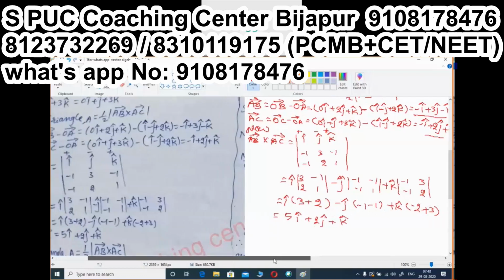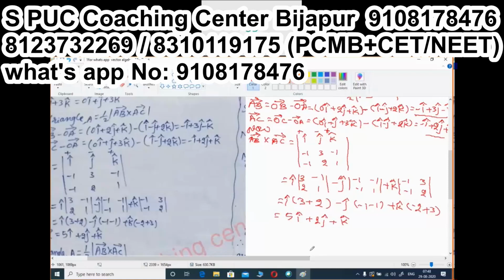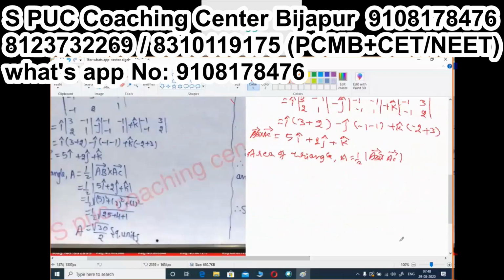Once you have got AB vector cross AC vector, this is your required cross product. Find out its modulus, that is the area of the triangle. Area of triangle, write that formula and find out. That is A equals 1 by 2 modulus of AB vector cross AC vector. Do this one please. Anybody can tell it.